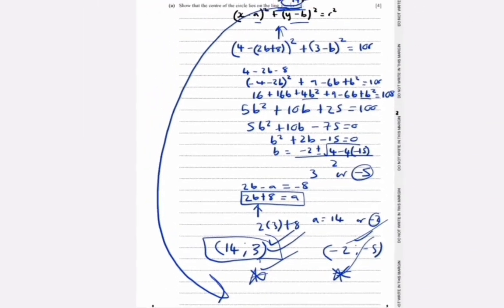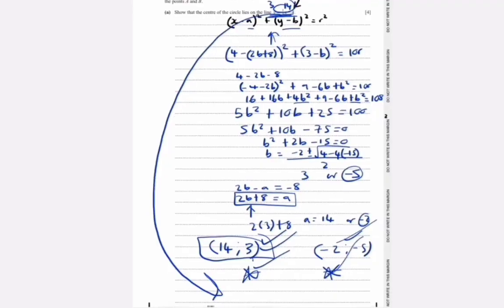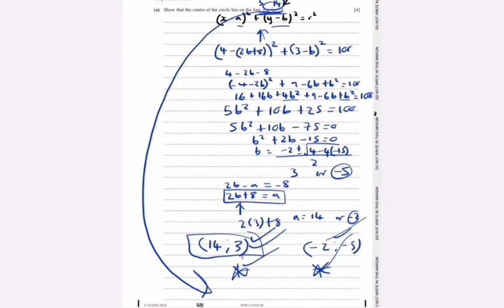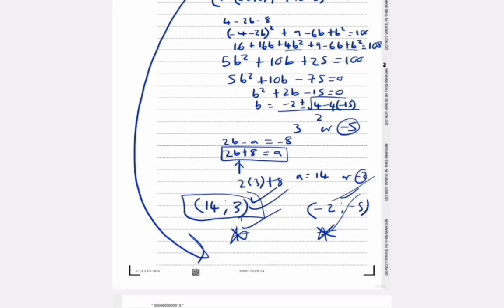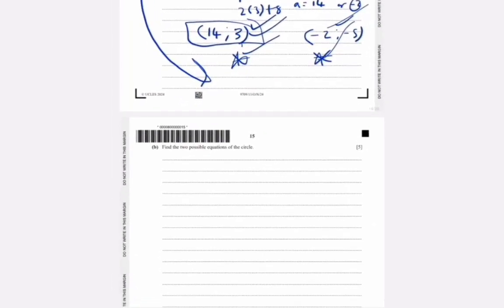Although I feel like I took a very long method. I'm sure you guys have shorter methods. But this proved to work out pretty well. Yes, I feel like this was the right way to do it, because B is now saying find the two possible equations of the circle. So for us to get two possible equations of the circle, we need two possible values of the center, right?